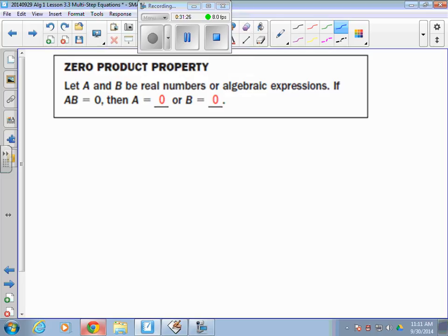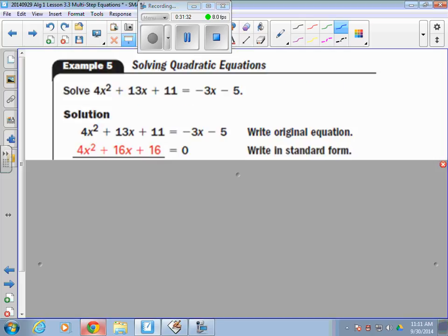The zero product property says that when a times b equals 0, then one of the numbers has to be 0. Okay, this is where it actually starts to get easy for most people. Once something's factored out, like 4x squared plus 13x plus 11 equals negative 3x minus 5, you have to move everything over to one side to where it says equals 0. So you add 3x, and you add it to the like term here, and you get 16x. If you have minus 5, you add 5, and you get plus 16. Notice on this line, it now says equals 0.